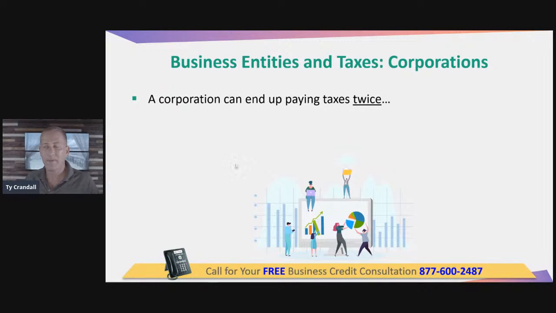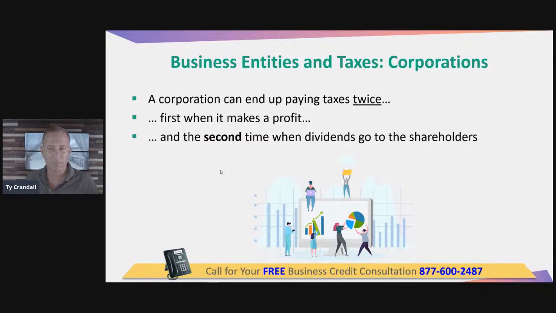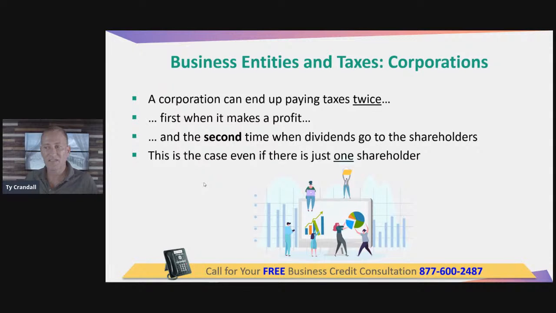Now, a corporation can end up paying taxes twice. First, when it makes a profit, and the second time when the dividends go to the shareholder. This is the case even if there is just one shareholder. So again, you can pay taxes twice. Now, if you have a good accountant, there's a way around this. You don't have to do it as dividends. You could do it as maybe some distributions. You could do it as bonuses. You could do it all different ways. But if you're looking at dividends, the way that it is, the corporation pays taxes. Then when it comes time to pay dividends to shareholders, there's taxes there as well.